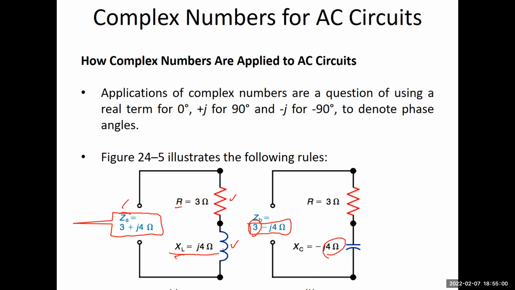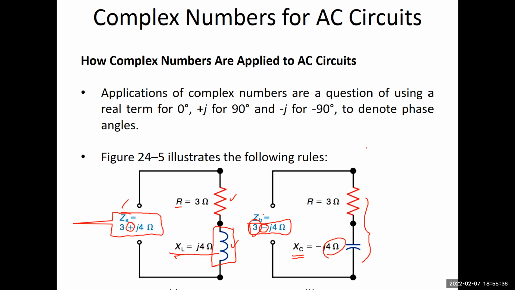So when it is XL, we will now have an inductance. The sign in between is plus. The sign in between the impedance is plus. While if we will have a circuit with a series resistance and a series capacitance, or this is the capacitive reactance, you will notice that our impedance Z sub B will have 3 minus j4.